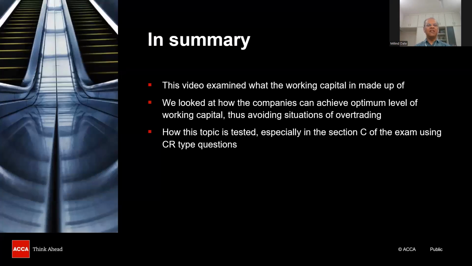So in this summary, what we have discussed in this video is what working capital is made of, how to achieve the optimum level by ensuring appropriate policies of investing and funding working capital, avoiding situations like overtrading, and how this topic is typically tested in section C using the CR type questions.